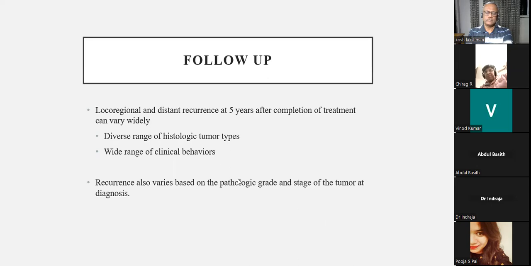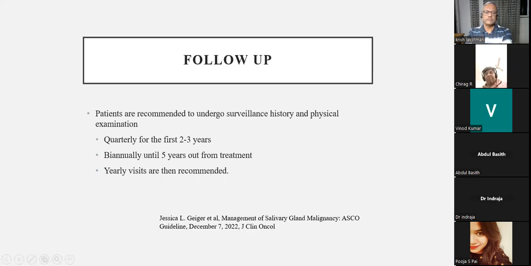Follow-up: the locoregional and distant recurrence at 5 years after completion of the treatment can vary widely because of the diverse range of histological types and wide range of clinical behaviors. The recurrence also varies based on the pathological grade and stage of the tumor. We should follow up the patients quarterly for the first 2 to 3 years, followed by 6 monthly for 5 years. Then a yearly visit should be recommended.